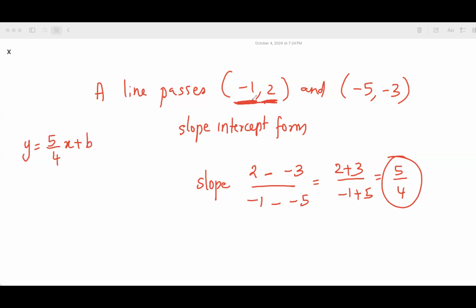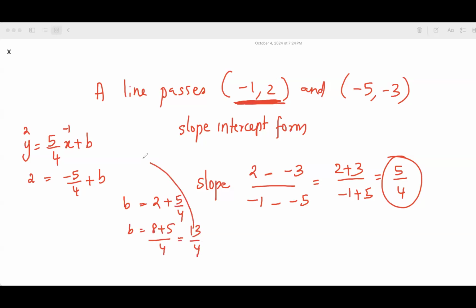Now I can take this point. Any point I can take, I'll get the same answer. If I substitute minus 1 and 2, it becomes what? 2 will be equal to minus 5 by 4 plus b. b will be equal to 2 plus 5 by 4. What does it mean? 8 plus 5 by 4, which is 13 by 4. So plug it back in, write your equation. y will be equal to 5 by 4 x plus 13 by 4.